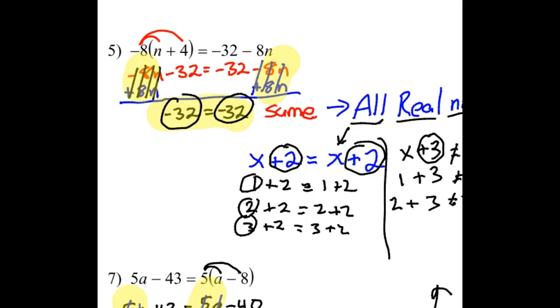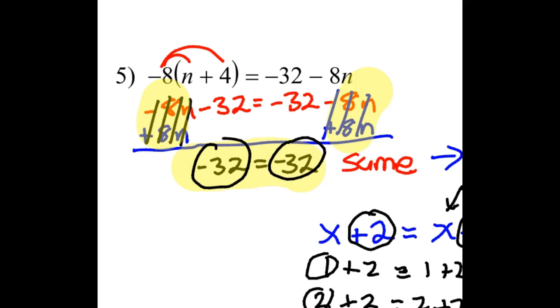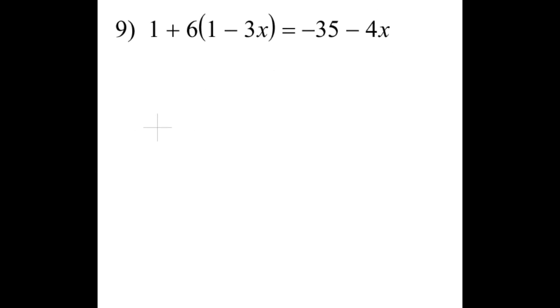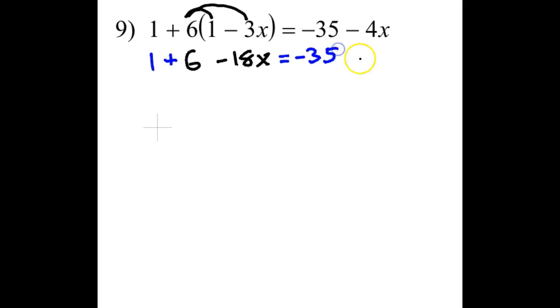Alright, so let's do a few more examples and practice this a little bit more. Flip it over to the back. And again, at the same time, we're not going to confuse it with an answer of 0 either. Okay. Let's do a little distributive property here. Number 9. Bring down everything else. Bring down the plus 1. Bring down the equals, negative 35 plus 4x, or minus 4x.